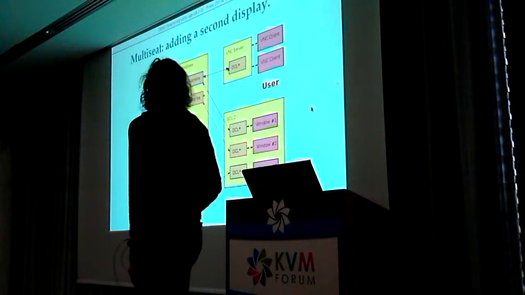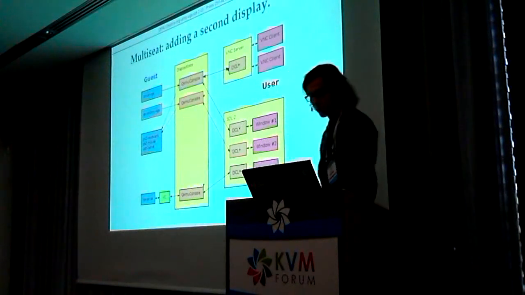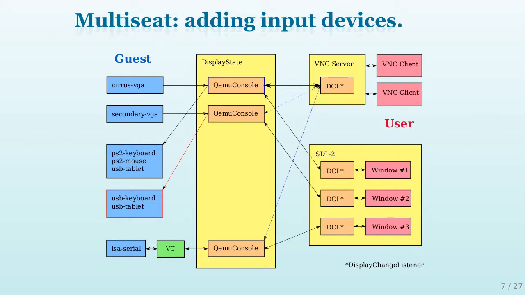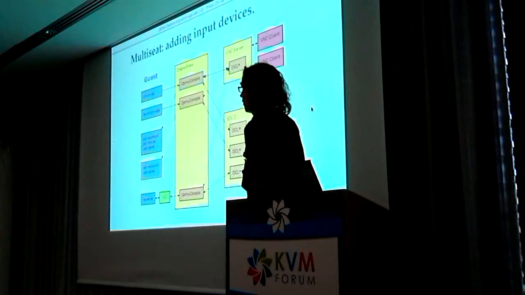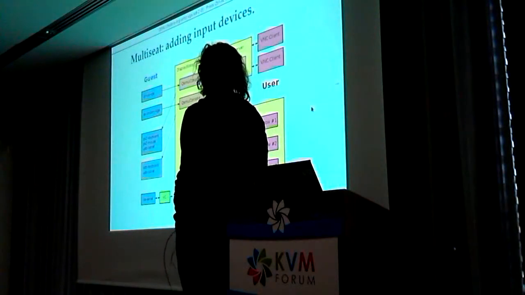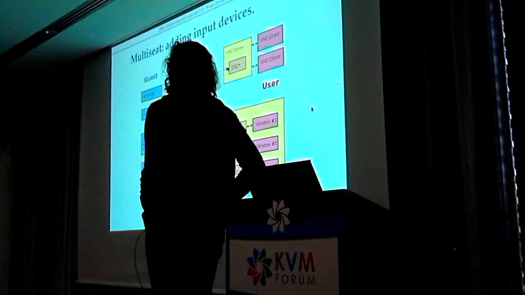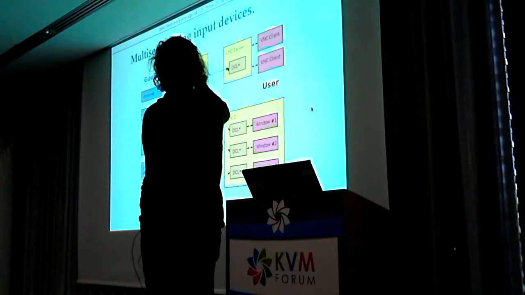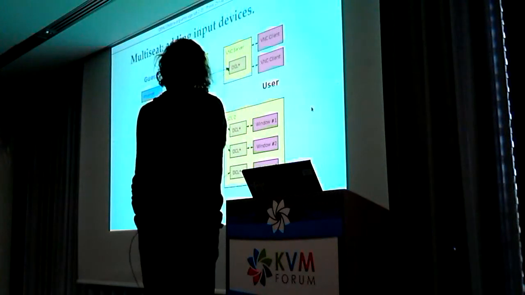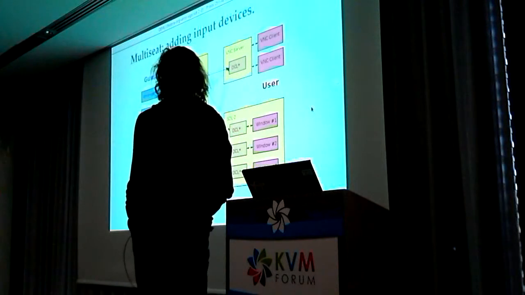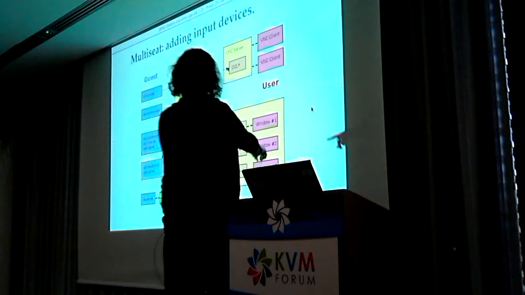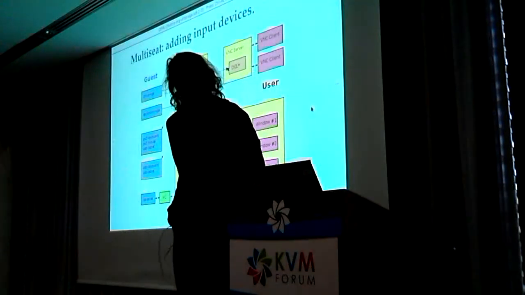And if we are that far, that's only a small step to get a full multi-seat setup. We only need a second set of input devices, which we can assign to the second VGA, and then have to set up the routing of the input events, which are coming back from the user interfaces. So QEMU can figure out which input device should get the input events depending on from which window the events were coming from.